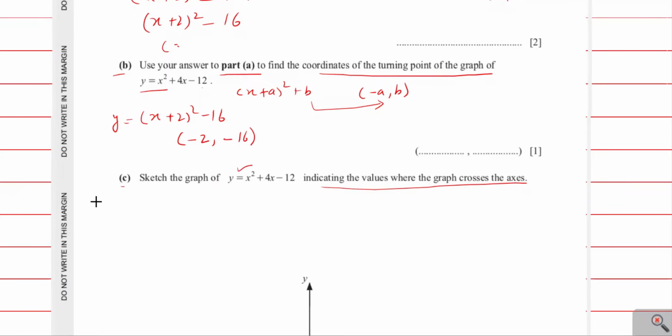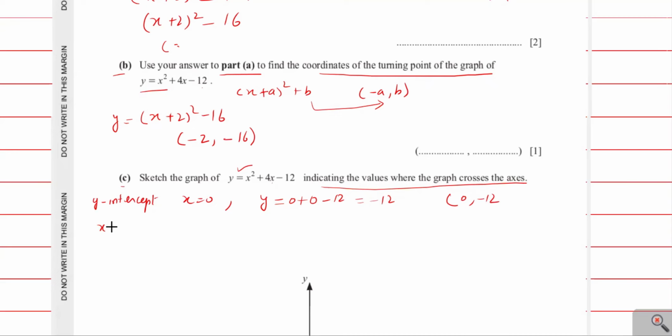Next, part C, sketch the graph indicating the value where the graph crosses the axis. Look here, this is the graph equation for the value where the graph crosses the y-axis. We name it the y-intercept. For the y-intercept, x will be equal to 0. We substitute this value here, and y equals 0 square plus 4 into 0, which is 0, minus 12. This is minus 12. This is the point where the graph intersects the y-axis: (0, minus 12).